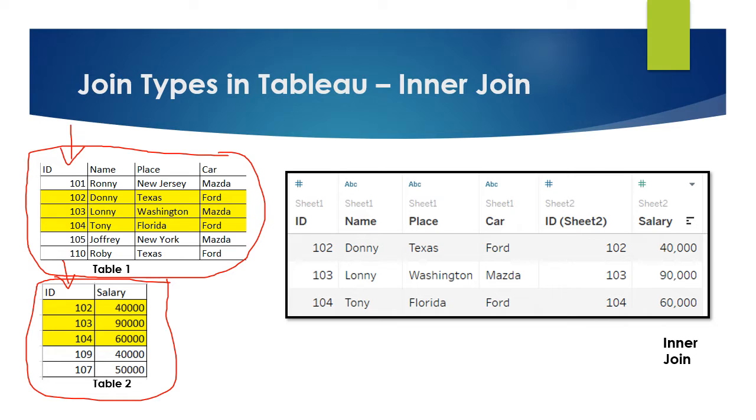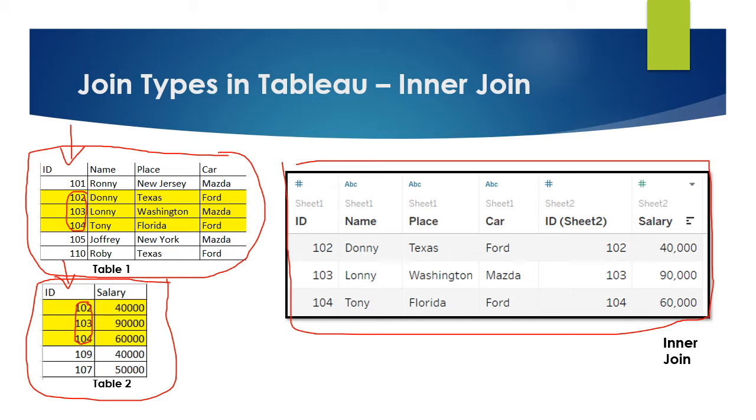As you can see, we have IDs from 101 to 110, and in the second table we have 102 to 107. The highlighted fields are the ones that both of these tables have in common. If you were to create an inner join between these two tables, you're going to see a data set that looks like this. You're going to see the name, the place, the car, as shown here from the first sheet, as well as the common data from the second sheet. So 102, 103, 104 is being displayed here, and the data along with it.